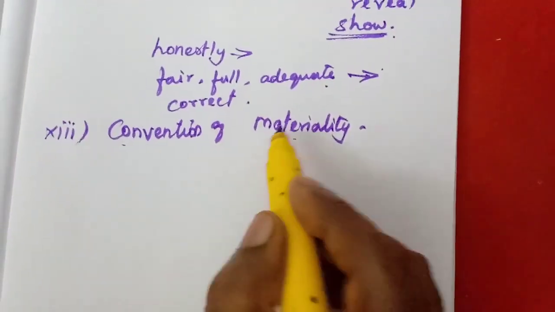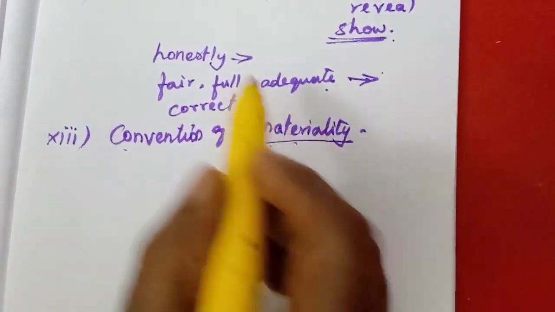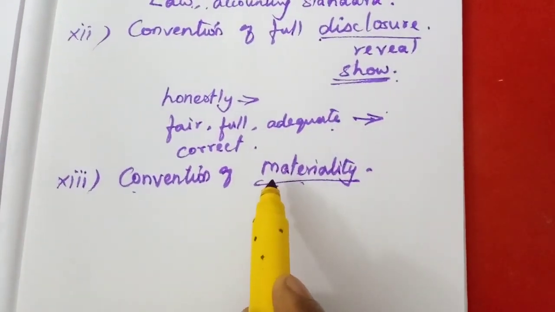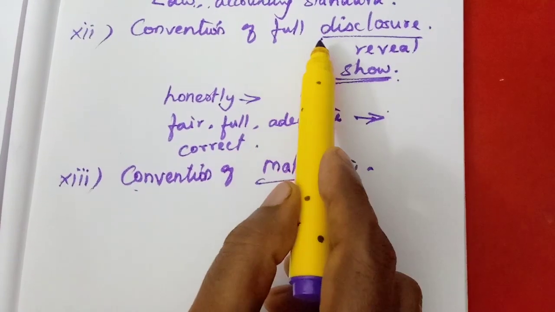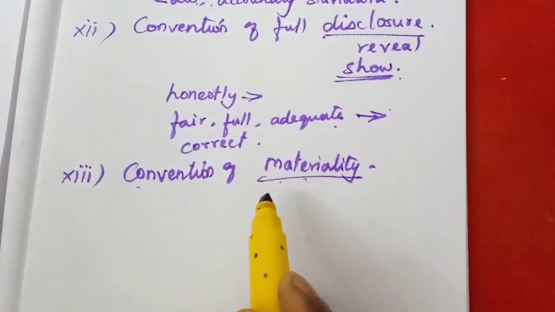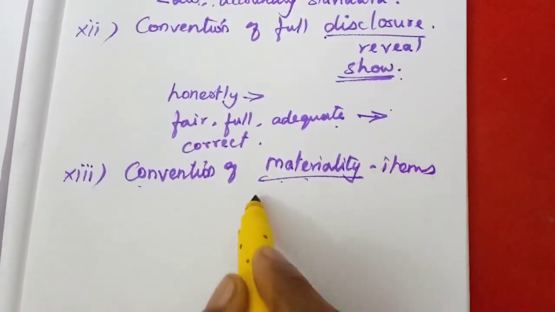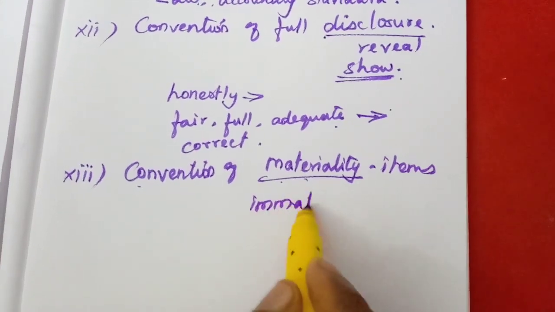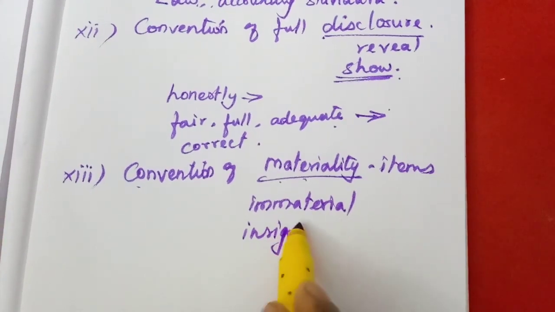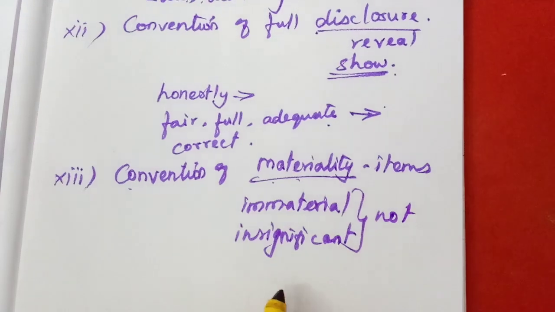Convention of materiality. So material information only must be shown. So you may not confuse this with full disclosure. It is one exemption. What is the exemption? We must show all the items we are learning here, but here we say that all the material items only will be shown in the books of accounts. Immaterial, that means not important, insignificant transactions should not be shown in the books of accounts.